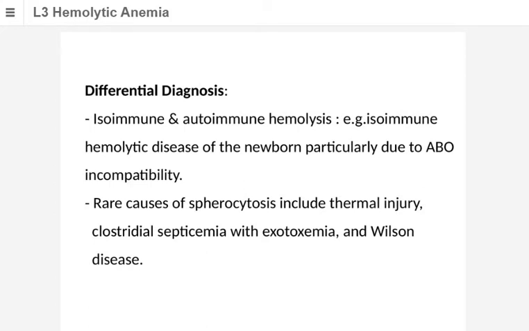Differential diagnosis. When we see spherocytes on the blood film, there are many differential diagnoses, either isoimmune or autoimmune hemolytic anemia. For example, ABO incompatibility in the neonate. Rare causes of spherocytosis include thermal injury, clostridial septicemia with exotoxemia, and Wilson disease.